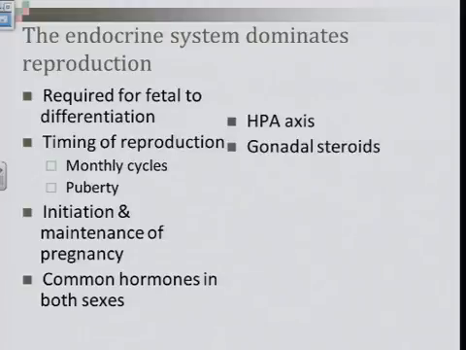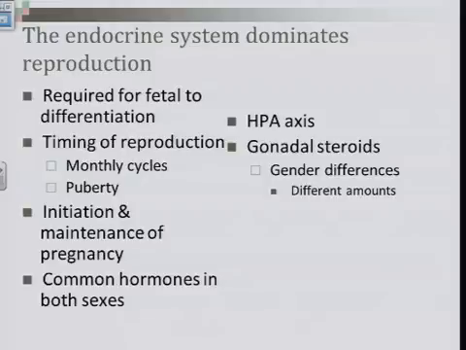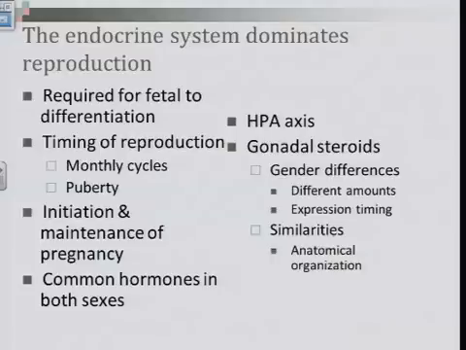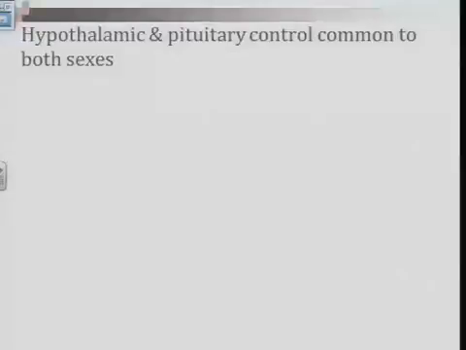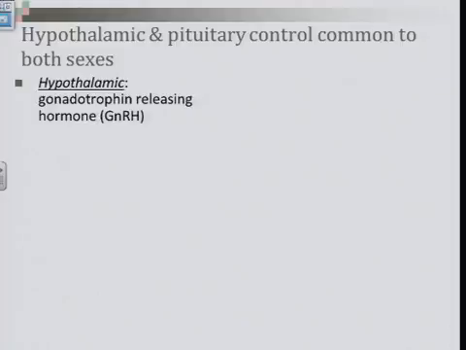There's heavy involvement of the HPA axis and gonadal steroids. There are gender differences in the steroids, but they're mostly in the amounts of the steroids, not the identity. And also there are big differences in the timing of their expression. But their similarities are important. The anatomical organization of gonadal steroid synthesis is pretty similar in men and women. Okay? And many of their functions are analogous. Okay, so hypothalamic and pituitary control is common to both sexes. Okay? So from the hypothalamus, we have gonadotropin-releasing hormone.